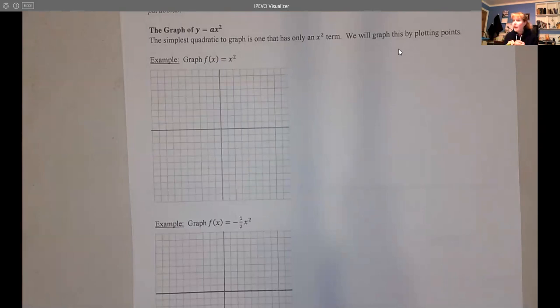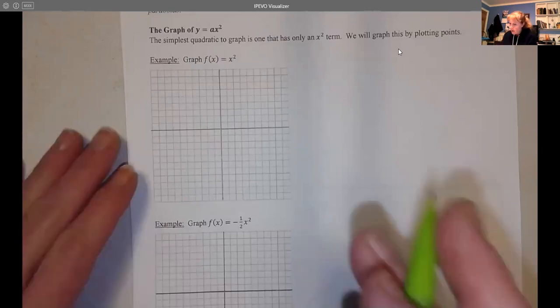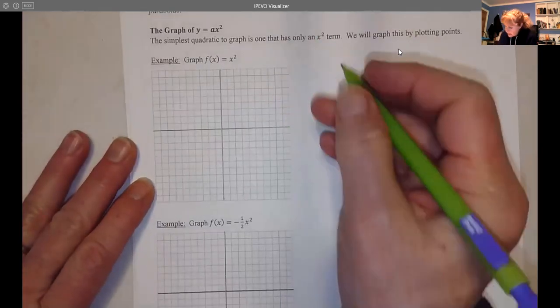And sometimes you won't have an H like in this one. You're not adding anything to the X. Sometimes you won't have a K. All right, and what does that mean if they're not there? Well, we're going to go ahead and graph these maybe the way you've done this before in Algebra 1 or before. We're going to plot points.